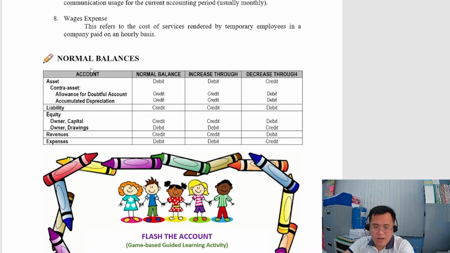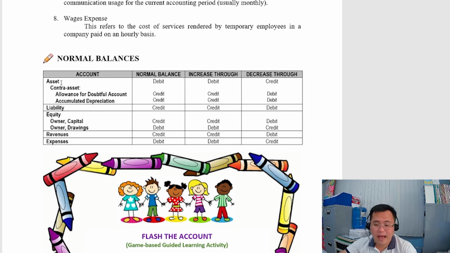By looking at the normal balances, our asset has a normal balance of debit. Okay? It is increased through debit as well. It is decreased through credit as well. Okay? So you may not be able to understand this clearly in this module. We'll further discuss this in the next module. However, to give you an overview of the normal balances of the different major accounts.